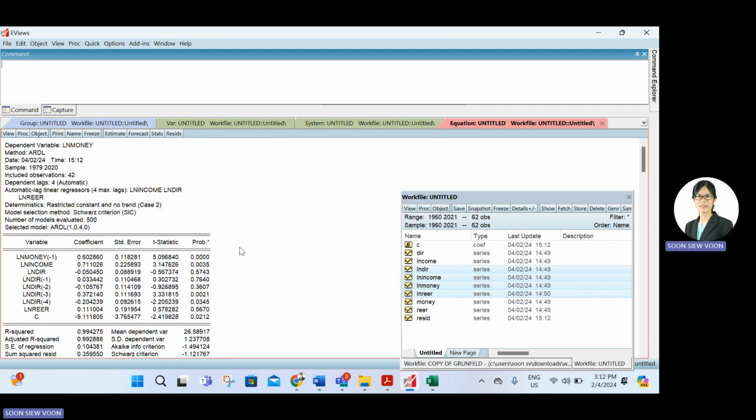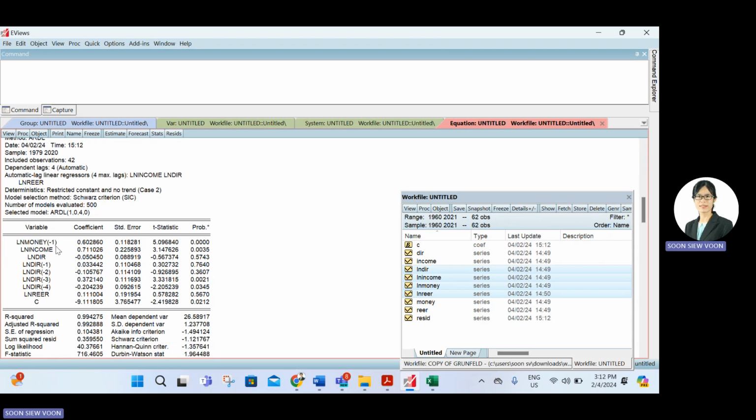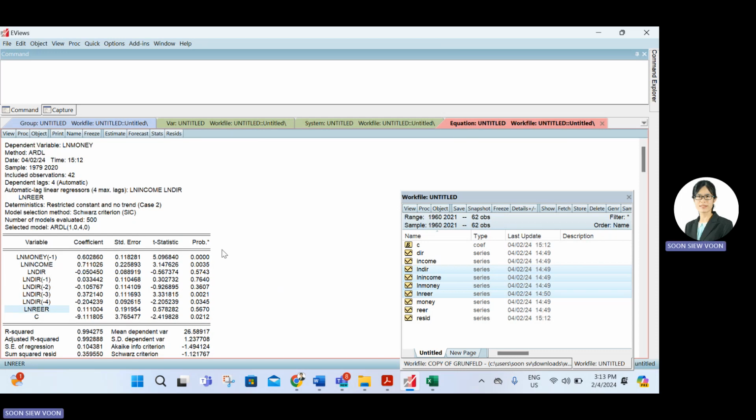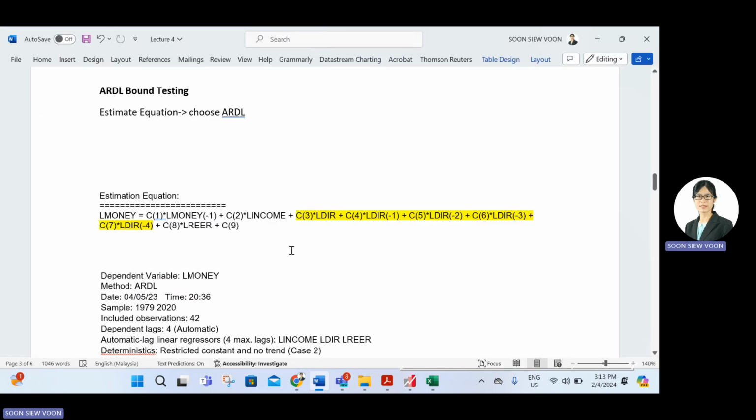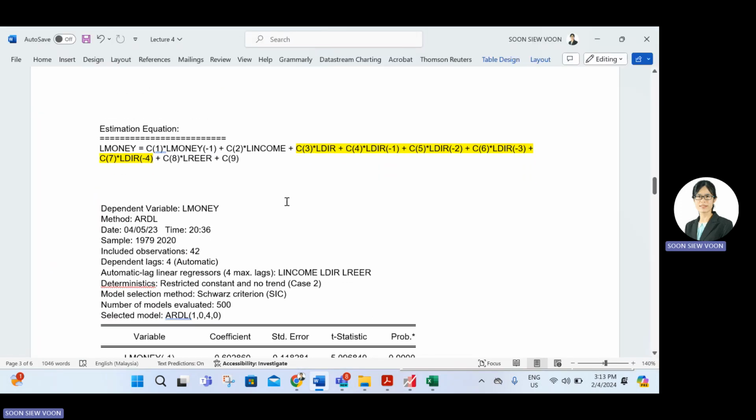Once you click OK, this is my ARDL model, right? My dependent variable is the log of money. Then I have the lagged log money, I also have income and interest rate, right? And also the respective lags for the interest rate together with the level for the exchange rate. So this is the ARDL model, but we are not yet finished, because once you estimate, you can go to the estimate equation.